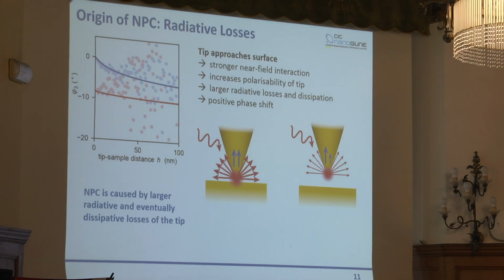So basically, what's happening is, if you now look, let's say, from the right to the left, you approach your sample with the tip, and this increases your near-field interaction. But this also increases the polarizability of the tip, and you will get larger radiative losses and also dissipation. And then what you have is this positive phase shift if you go close to the surface. And this effect is much stronger on gold than on HBN, because you just have much more signal, basically.